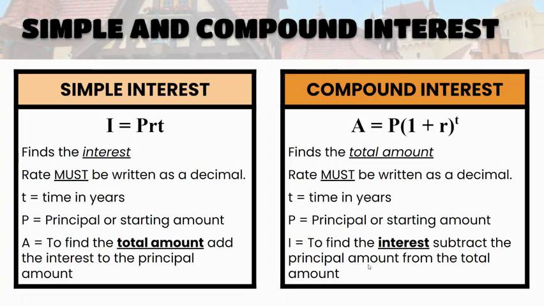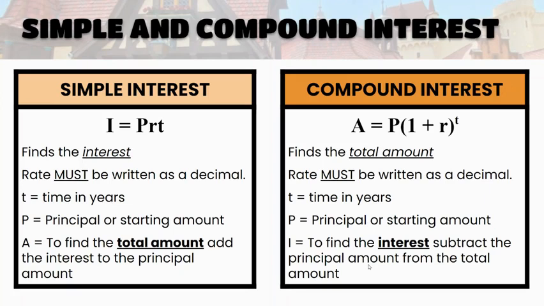Compound interest finds the total amount, so A is equal to P times 1 plus R to the T. Rate still has to be written as a decimal, so if it's given to you as a percent, you need to divide it by 100. T is the time in years. P is still the principal or starting amount. But to find the interest, I need to subtract the principal amount from the total amount.